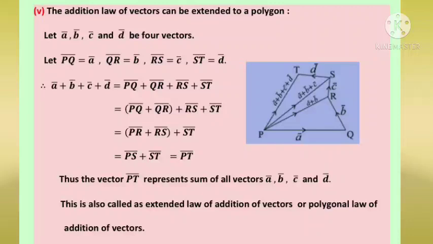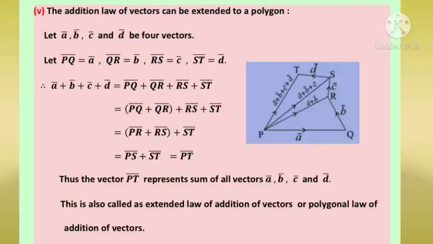Now here we are going to use the triangle law. Look at triangle PQR. You can see PQ bar plus QR bar is equal to PR bar. So automatically PR bar becomes A bar plus B bar. Then we will move towards the next triangle, that is PRS. So PS bar is PR bar plus RS bar, that is A bar plus B bar plus C bar.